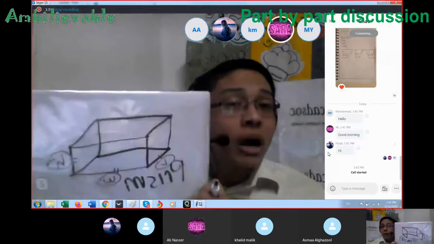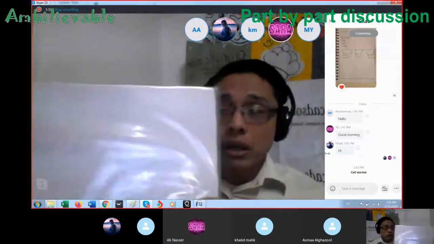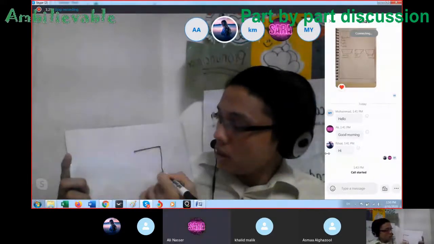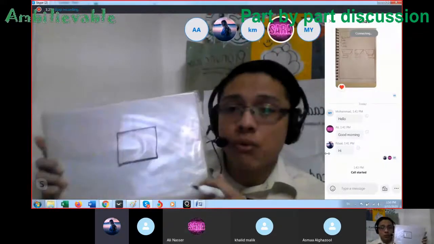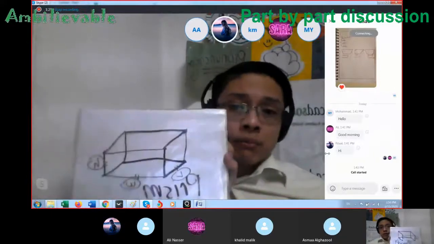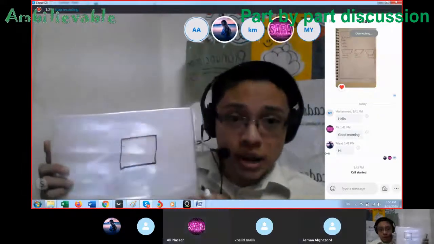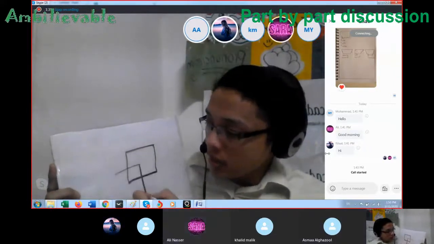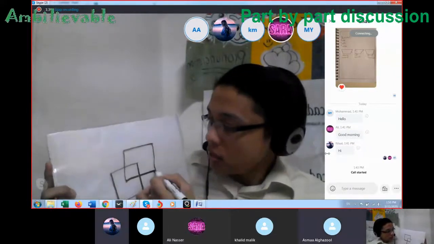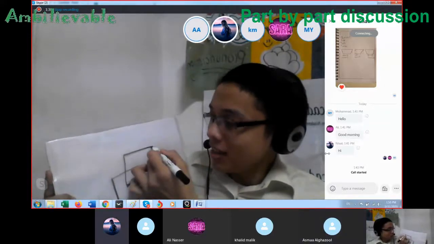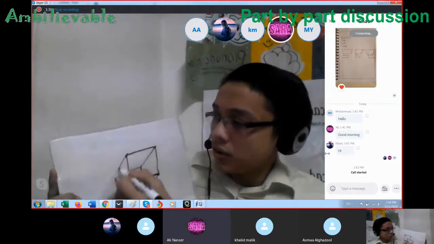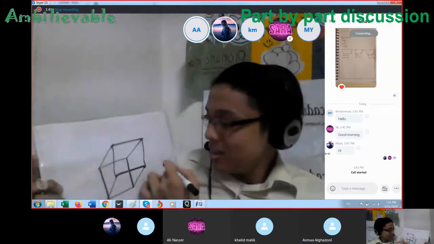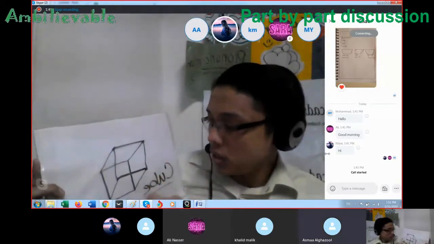Now, what about a regular cube? A regular cube, remember that a cube is a square. So, the same thing, what did we do in our regular prism? Make a square, okay? Make an overlap square here. Then connect the vertices. Correct, that's good. Connect those vertices. And you'll get a cube. This is what we call a cube.